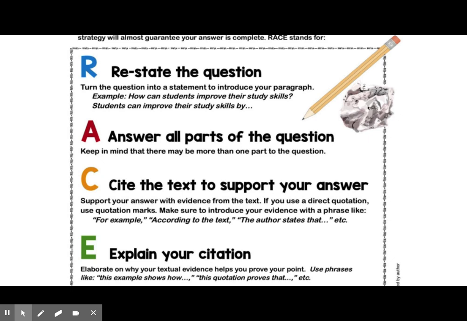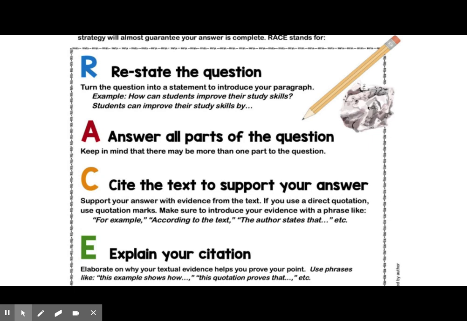Step number 3, cite the text to support your answer. So C stands for cite. Basically, that's a fancy way to say find and include evidence from the text or the story that you have read. If you use a direct quotation, use quotation marks. Make sure you introduce your evidence with a phrase like, for example, or according to the text, or the author states that. At this point in the year, examples from the story can serve as evidence.